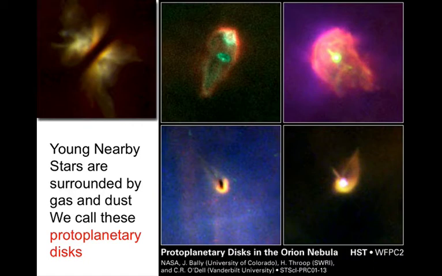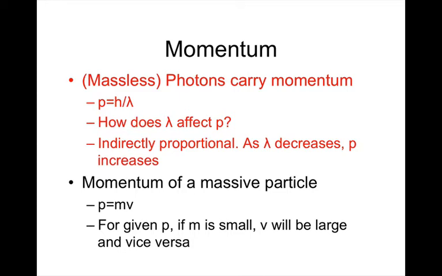So you might ask the question, based on what I've been telling you, why don't all stars have protoplanetary or circumstellar disks around them? Why only young stars? To understand that, we're going to have to go to some basic physics and talk about momentum. Momentum is a quantity that all different types of particles carry, including photons, which are massless particles. The momentum of a photon is related to a universal constant called Planck's constant and wavelength. So it's Planck's constant over the wavelength is the momentum of a photon.